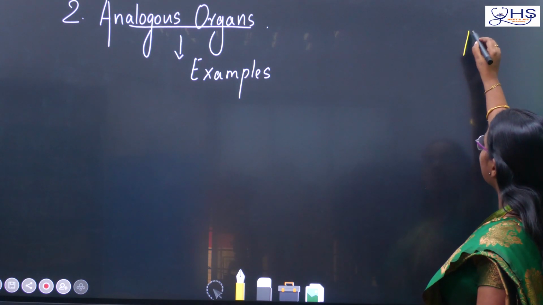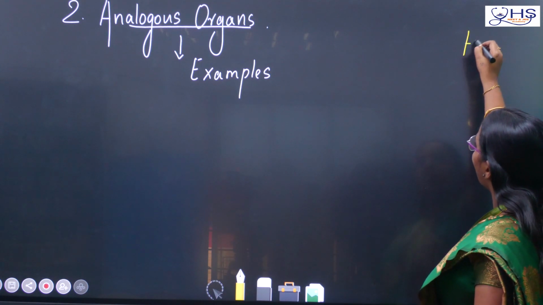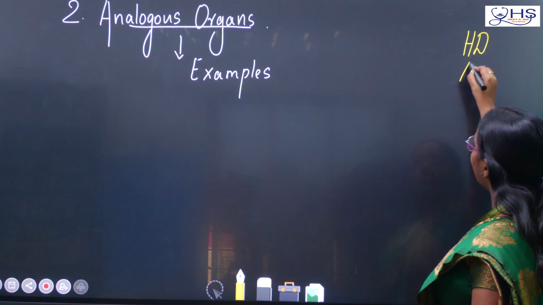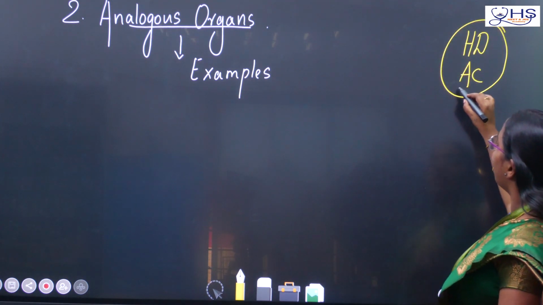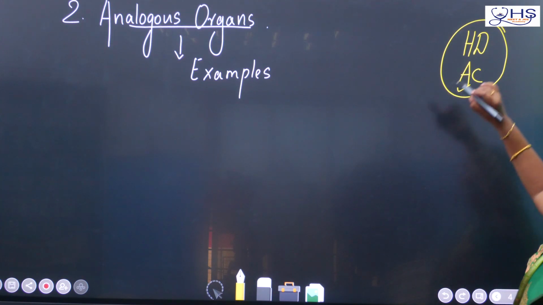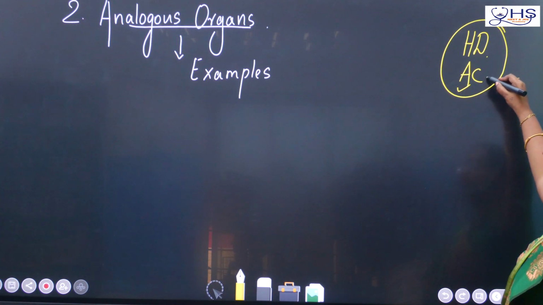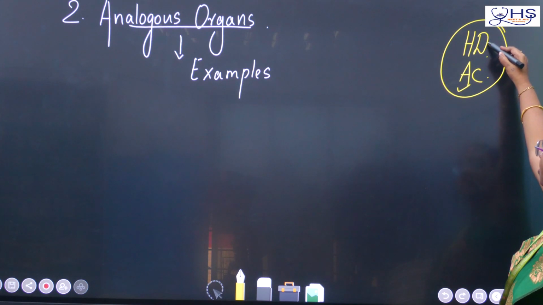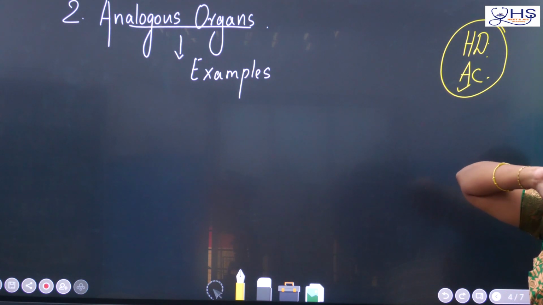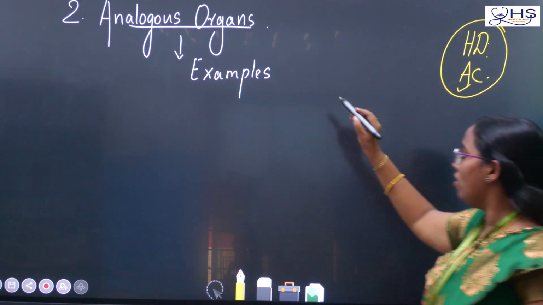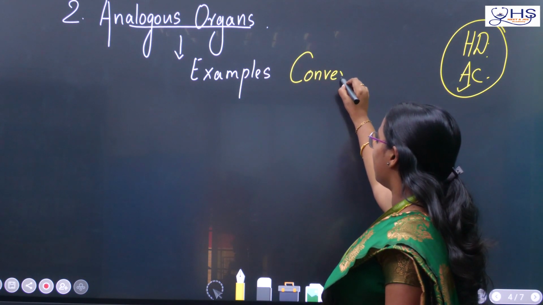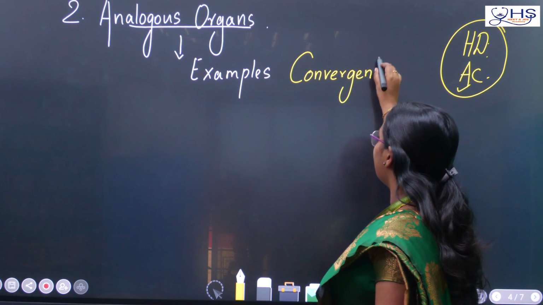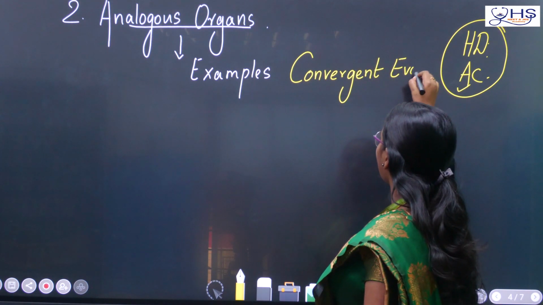To remember this, we have the keyword. We are watching a HD video in a AC room. This is the keyword to remember whether analogous organs are examples of divergent evolution or convergent evolution. We are watching a HD video in a AC room. So analogous organs are examples of convergent evolution.